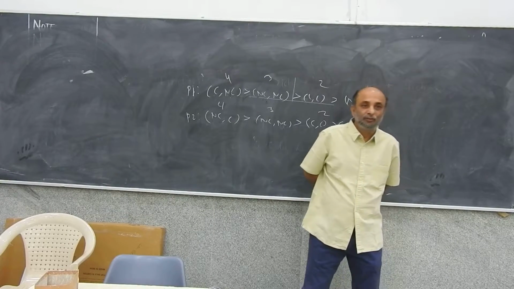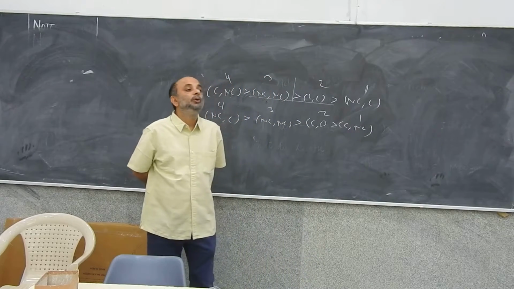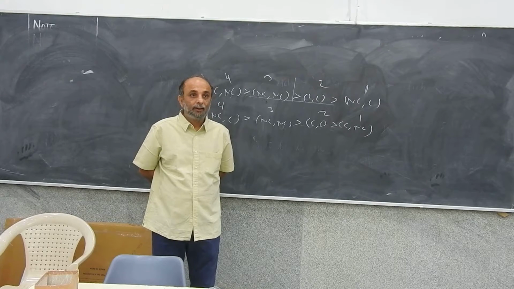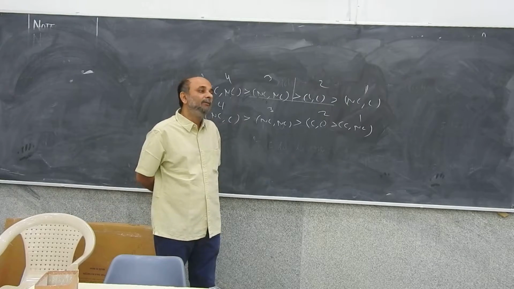You have all the ingredients of a game here. What are the ingredients of a game? In this case, you need to know who the players are. Right? Who are the players here? P1 and P2. You know what are the strategies available to you.